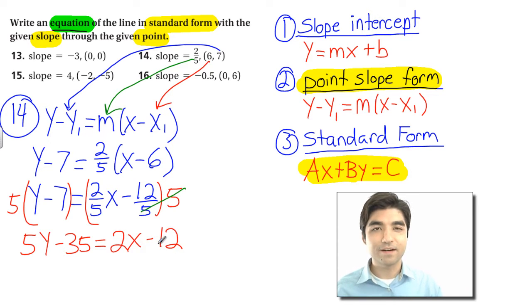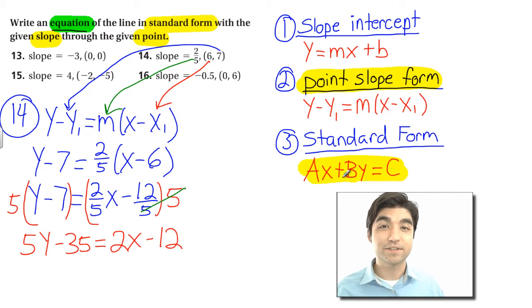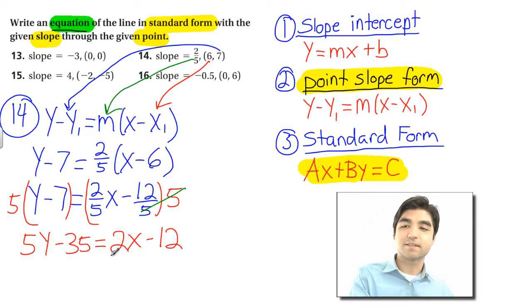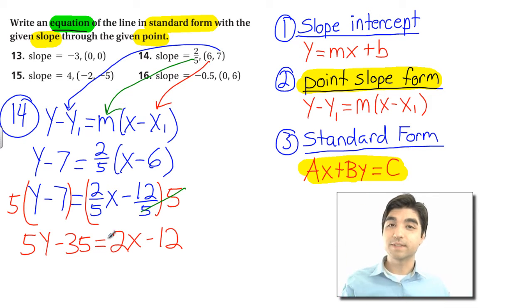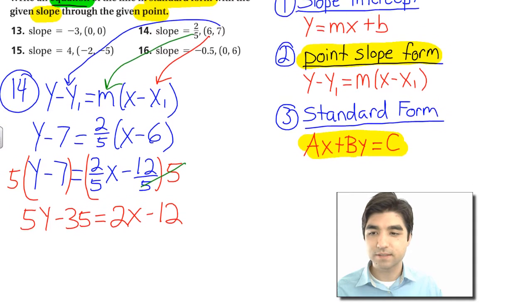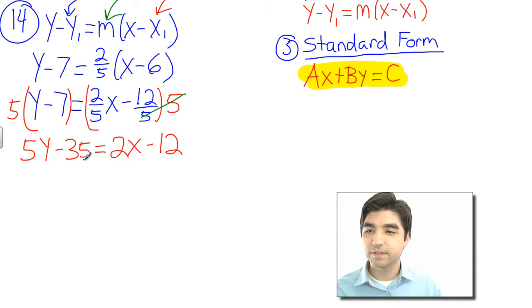Okay, so we got our points in, we got our slope in. Now we just need to rearrange the pieces so that we can get it in standard form. So we want to get all the x and y's over to one side and get all the constants to the other side. So if I'm going to do that, let's go down here. So let's work on the x's first. So I'm going to subtract 2x from both sides.